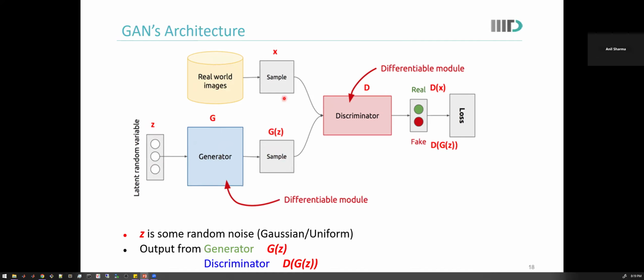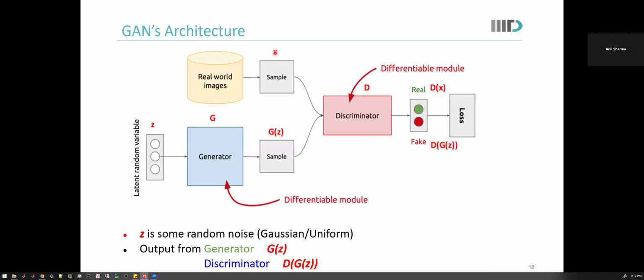For example, the original images, we give these as input to the discriminator, and then it will say whether it's real or fake. That's the only thing it will do. And then there is a loss. Now Z is some random noise here, and the output from the generator is represented by G of Z. So Z is the input random variable, and the output of the generator is G of Z. G is a function of the input.